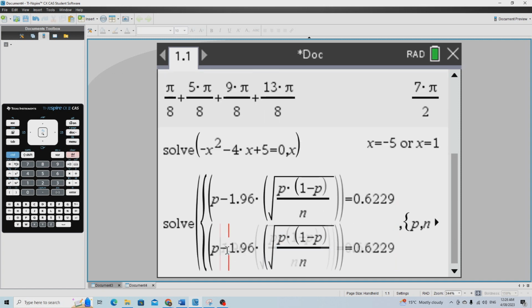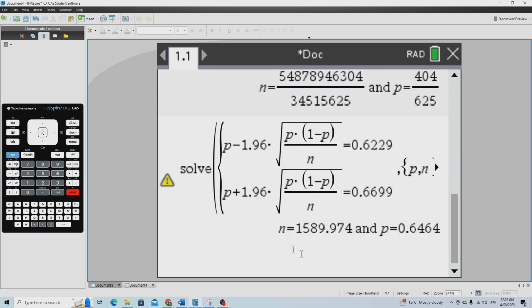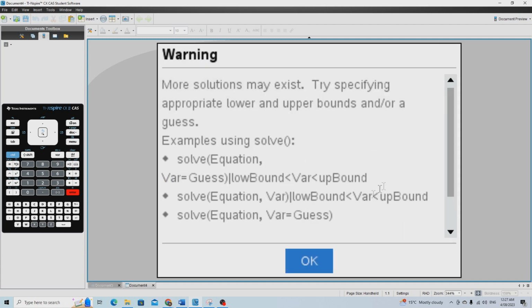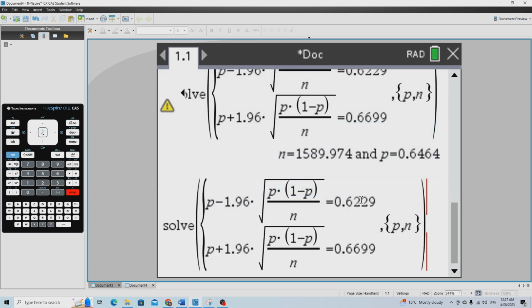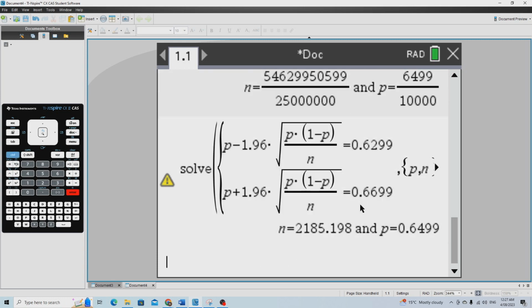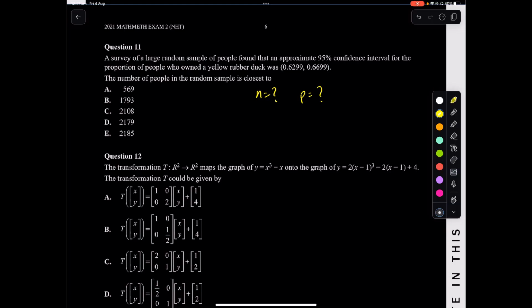And just change this to plus, and change this value, which is 0.6699. Enter. So your n value is 1,589. Oh, is that right? Oh, okay, wait. I made a mistake here. It's supposed to be 9 here. Okay, we got 2185. Yep, so that is your answer.